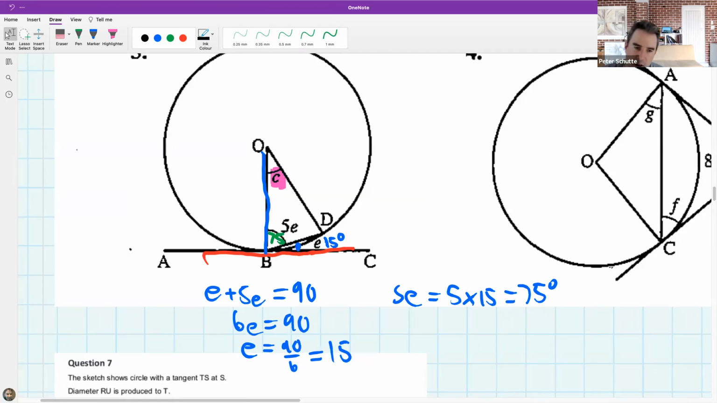So Ayole, at the beginning, the one angle is called 5E. Because it's 5E, we need to multiply whatever we got for E by 5. That's why we're multiplying. And E was 15. So that's there. And then the 5 is because of this 5 here.